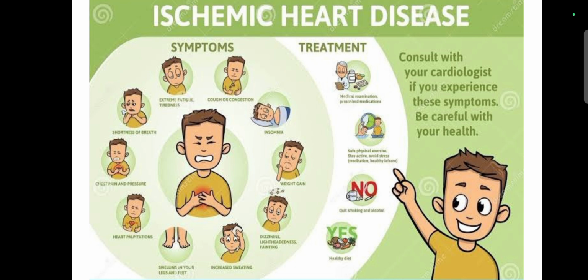Treatment. What are the treatments? Medical examination, first of all, the basics. If we are examining the patient and detecting IHD in the early stages, we can prevent it very rapidly, with enhanced medications which are available nowadays. So, if a person is developing IHD, we may tell him not to smoke if he is smoking. Avoid fried food, avoid heavy foods, always take light food, and indulge in some light physical activity. Consult your cardiologist if you experience the symptoms. Be careful with your health.